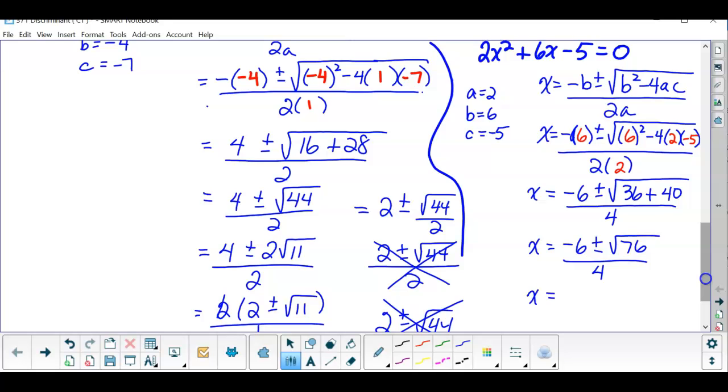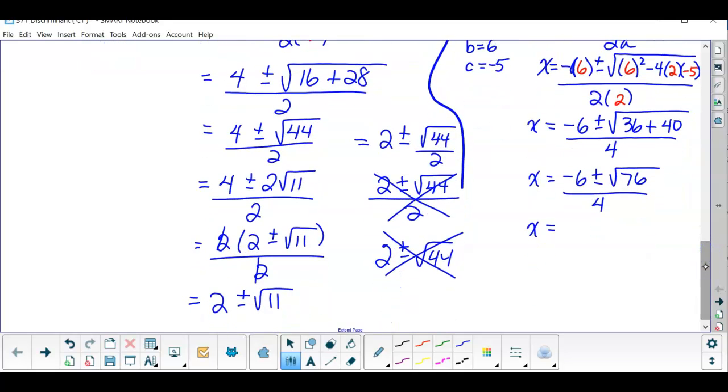Keep the x equals all the way down, or I should have put it back in here at the end, because that's your solution, right? Just to confirm what the variable is.